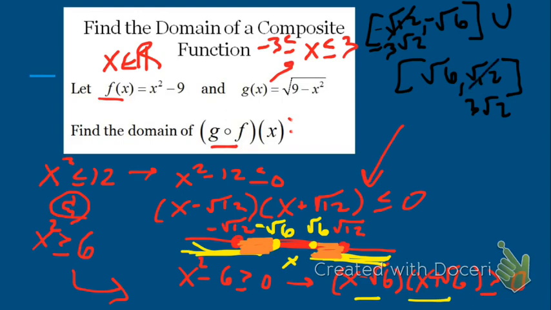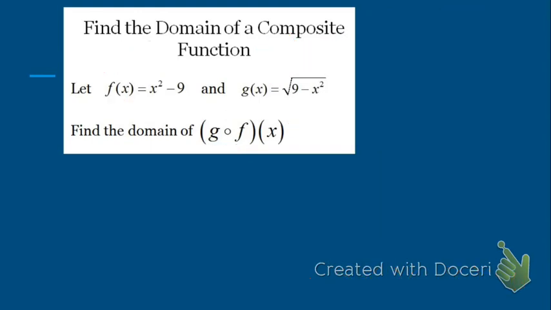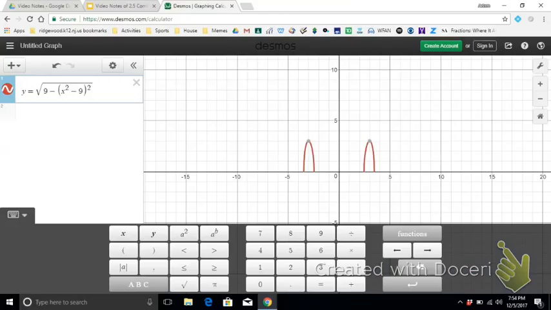Alright, now if we look at a graph of this real quick, I'm going to pause and pull up a graph of g of f of x. So here's a graph of the composite g of f of x, and you can see from the graph that it only spans x values from negative root 6 to negative root 12, and then also between root 6 and root 12. So a good way to check these with a calculator is to see what x values the graph hits when you graph it on a calculator.